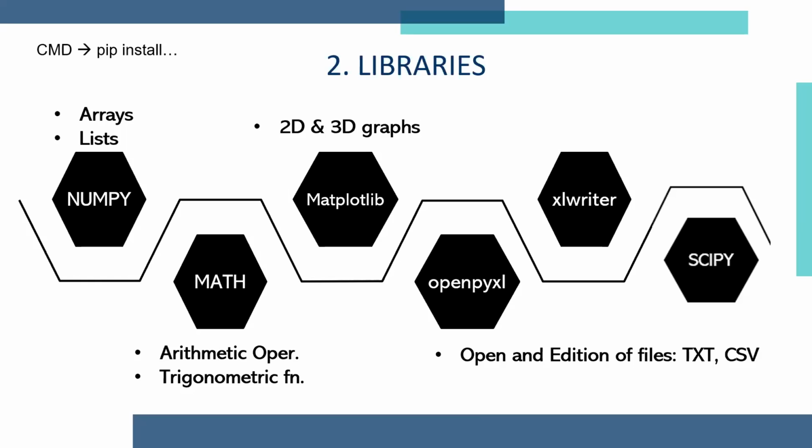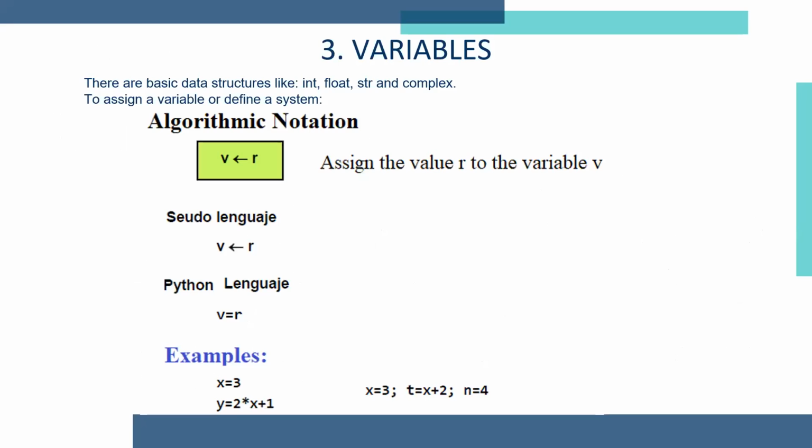We have some different libraries. In the slide, you can see the common libraries that we need. Basically, they are math and matplotlib to make a graph. Next, please. Remember that there are basic data types such as integers, decimals, and strings. And this is the way that we can assign a value to a variable. Next, please.